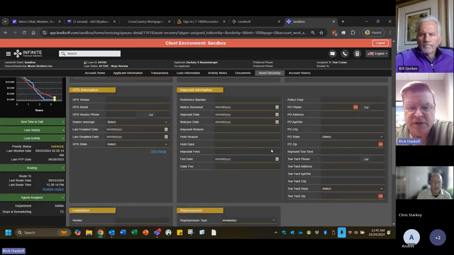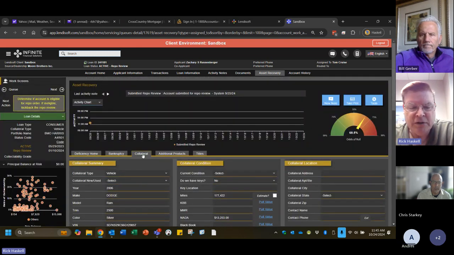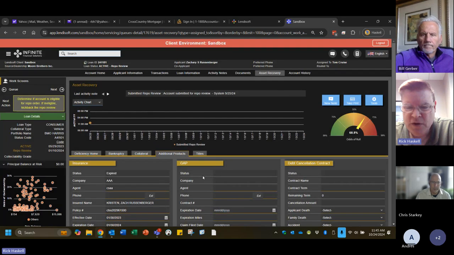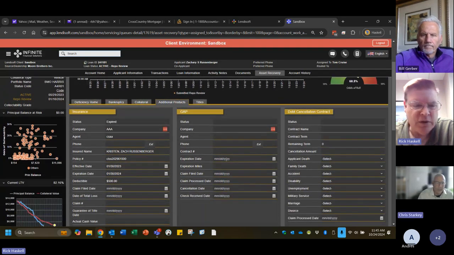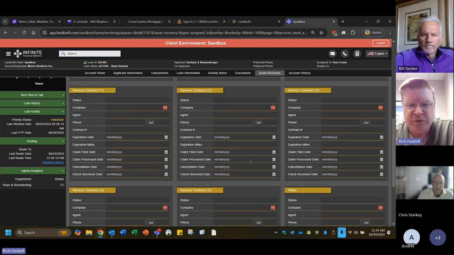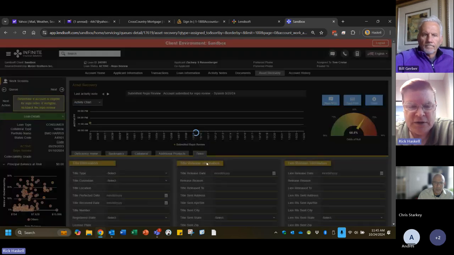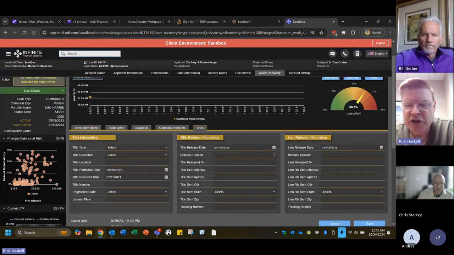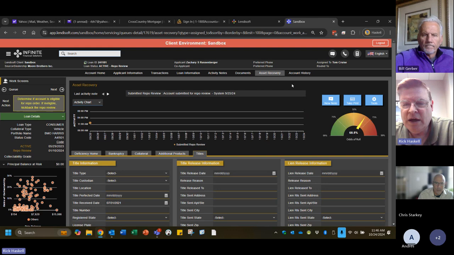And so all of this is basically involving the asset recovery process. Additional Products is for GAP insurance and service contracts, and keeps track of all the information. And then titles is keeping track of all the information about the title, the location, if it was released, and so on and so forth. So that's kind of it on the work screens.